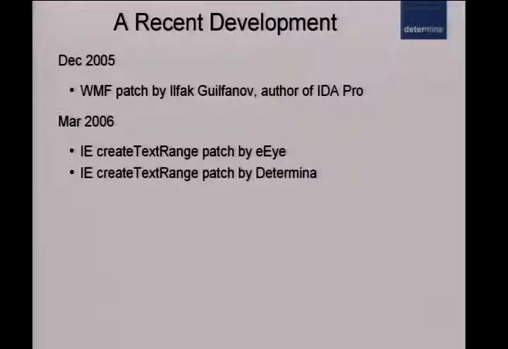In the last 8 months, I guess, we've seen three third-party security patches. The first one was the WMF patch written by Ilfak Guilfanov. Most of you probably know, but Ilfak is the author of IDA Pro, which is a widely used disassembler, fairly popular in the security community. This was the first patch that got a very wide deployment and generated a lot of buzz. So 3 months later, it was followed by two more developed independently by eEye and Determina. This time they were for the Internet Explorer createTextRange vulnerability.